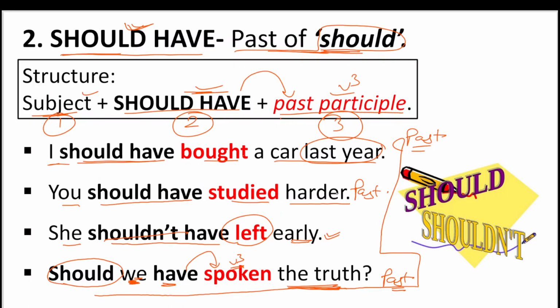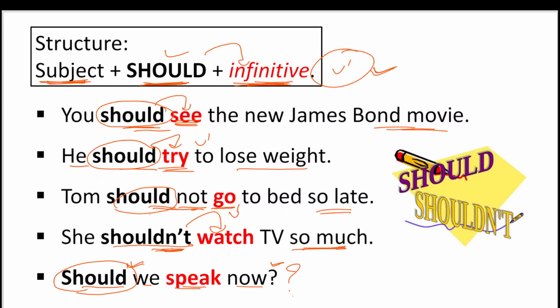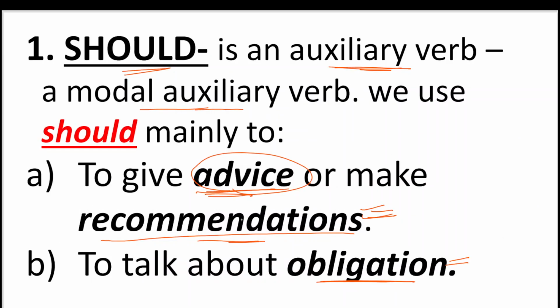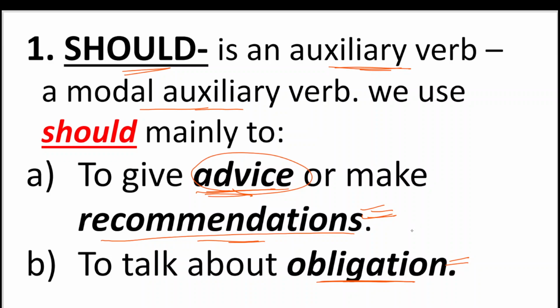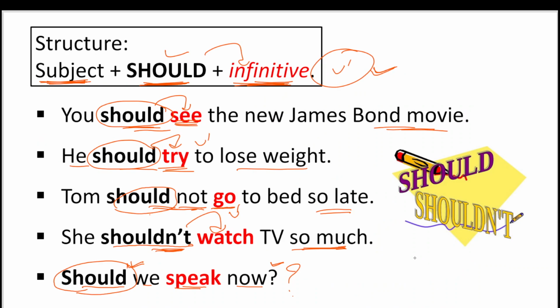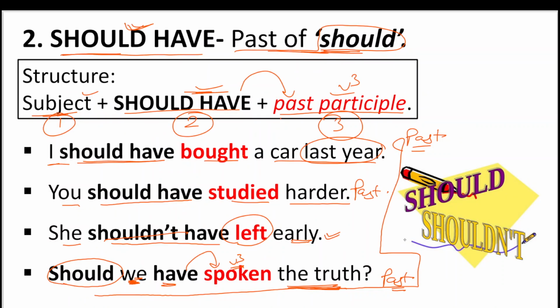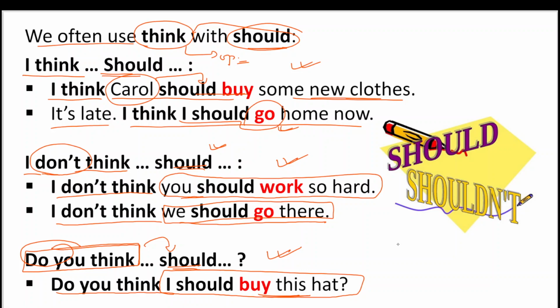Okay, so that is all for today's video. Today we discussed should and should have. Should is generally used with the first form of the main verb, and should have is used with the third form of the main verb. So this is should. Okay, it is an auxiliary verb. It is used for advice and recommendations and obligations, and this is the structure of should, and this is the structure of should have. This is another use of should with think when we talk about our own opinions.